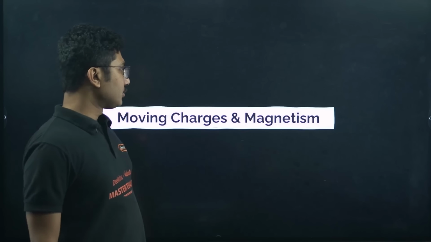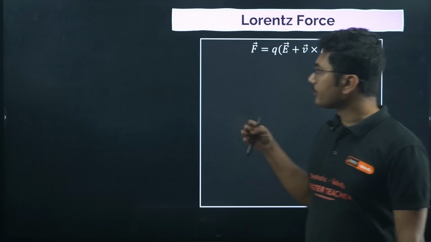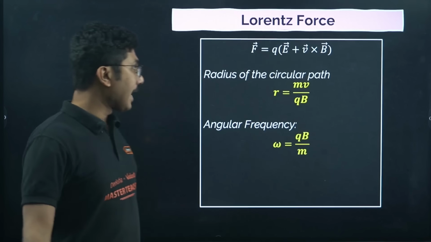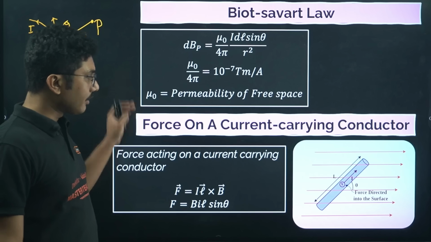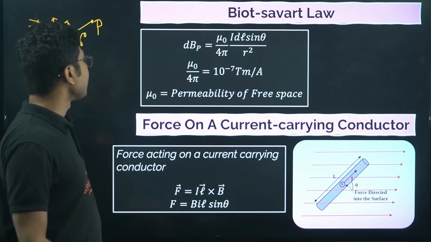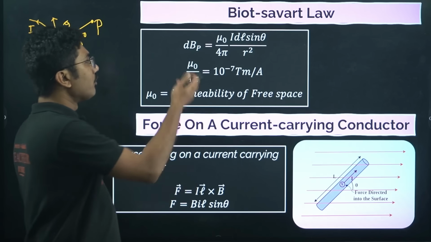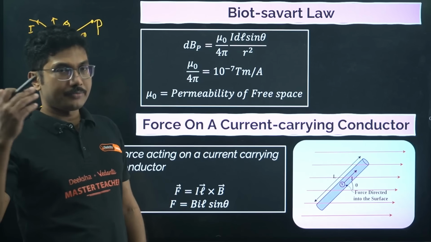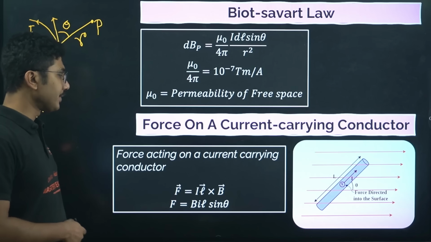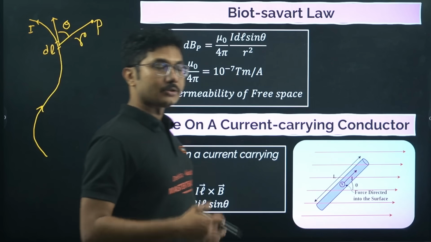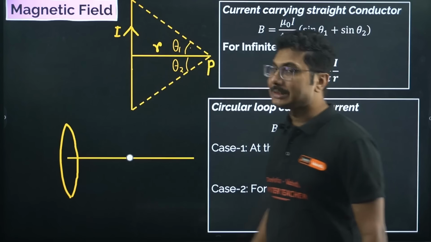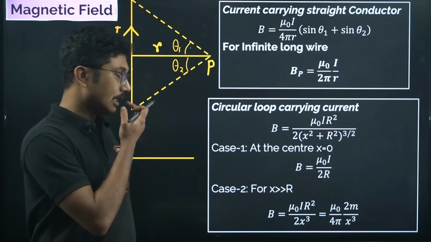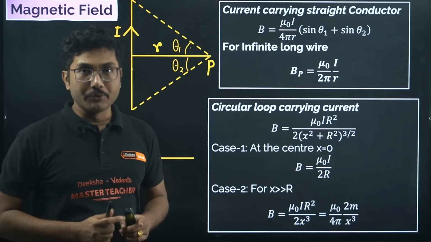Like that, all the chapters are listed over here, Lorentz force and so on. You can check all the chapters as much as possible. I have tried to give some diagrams as well. The value of mu naught by 4 pi is also mentioned, since sometimes that can be confusing. Force acting on a parallel wire is also there. All the important formulas, chapter wise, are listed in this sheet.